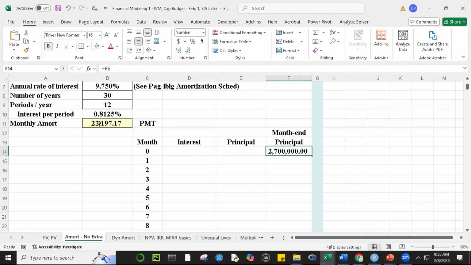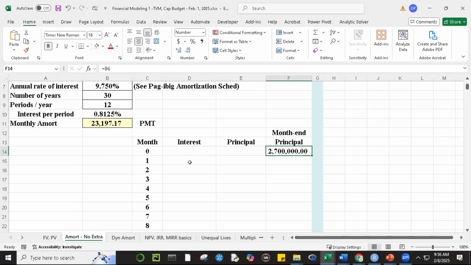So some of this will be interest payments. Some of this will be for the principal, which means your principal will decrease. When your principal decreases, your interest will decrease. So each step of the way, your interest will keep on going down because your month-end principal will decrease. And your principal payment will keep on increasing also. When your interest goes down, your principal payment goes up because your monthly amortization is fixed, it's constant.